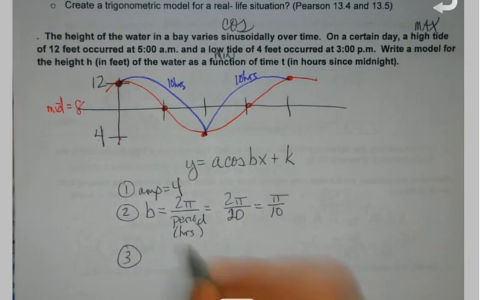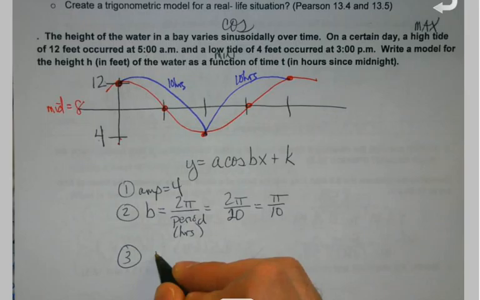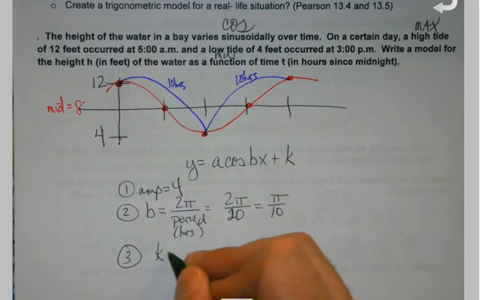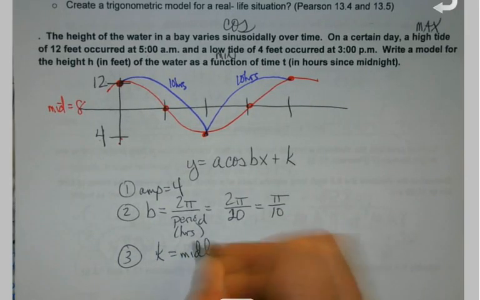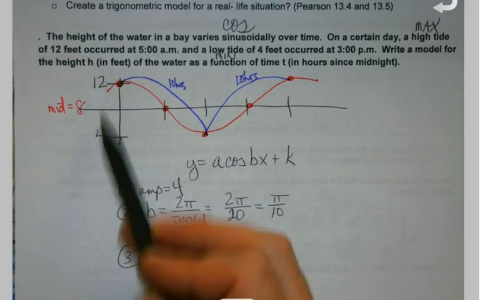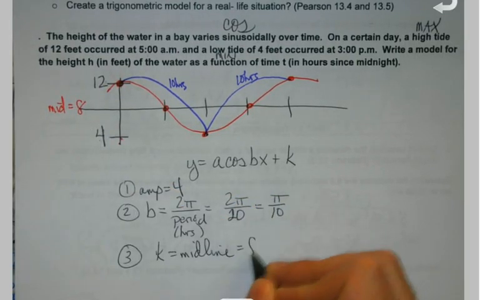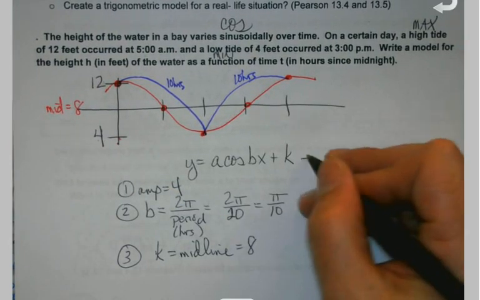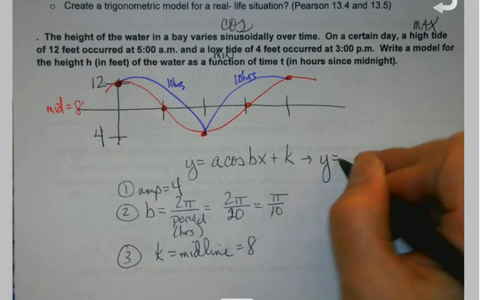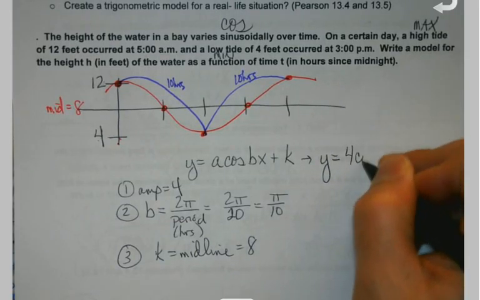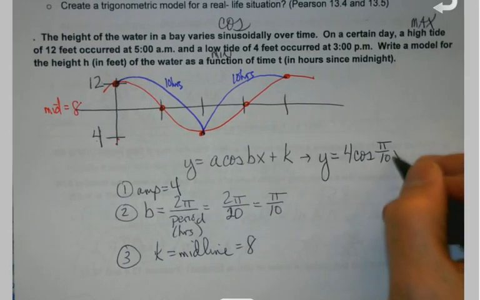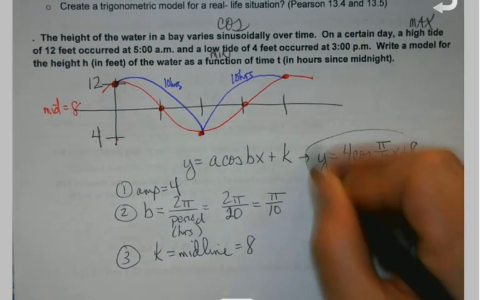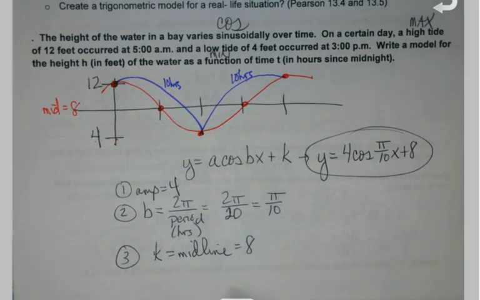And then finally, my c value, or my k value here, is just going to be whatever my midline was, whatever's in the middle of my max and min values, which is 8. So my equation for this would be 4 cosine pi over 10 x plus 8.